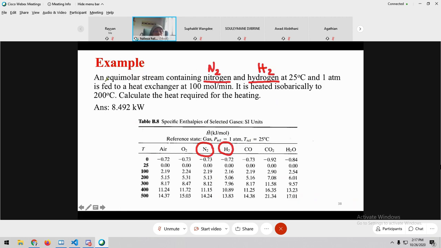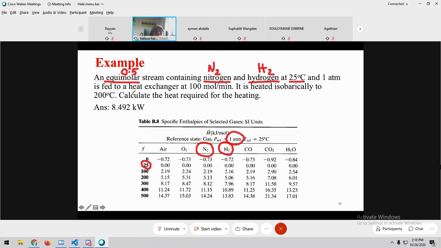So let me ask you guys, what is equimolar? 0.5 mole of hydrogen per mole. Mole per mole is mole percent. Okay, 0.5. Now your temperature is 25, that's the initial temperature, and 1 atm. All this is at 1 atm. This table is specifically for 1 atm.